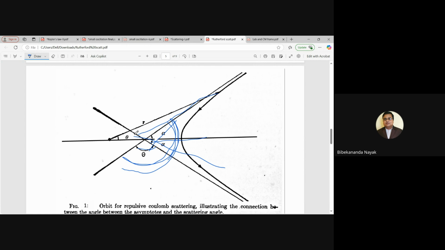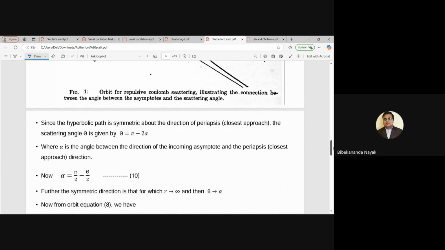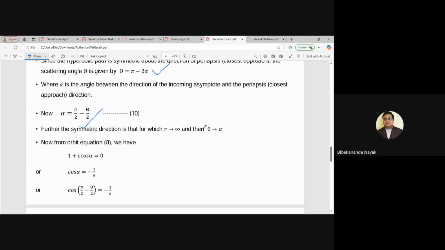But if r is very large, then theta and alpha actually match. So we put theta is equal to alpha. That is the condition. Capital Theta is equal to pi, that is 180 degrees, minus 2 alpha. So alpha is equal to pi by 2 minus Theta by 2. For r infinity, very large, theta is equal to alpha. That means here small theta is equal to pi by 2 minus capital Theta by 2.